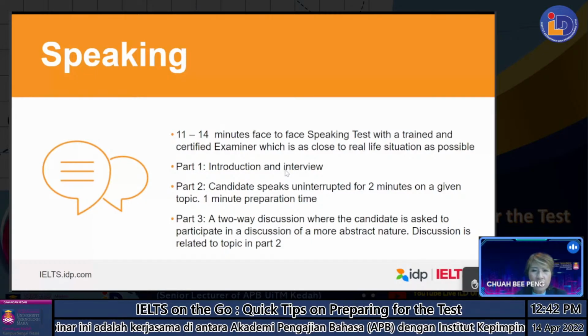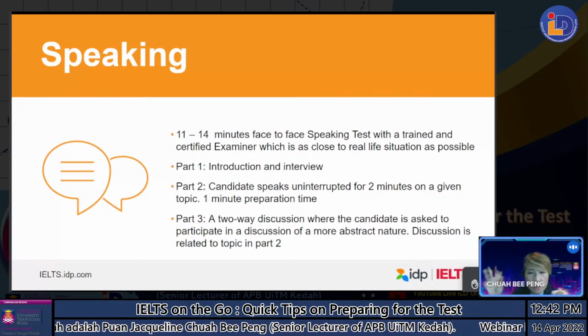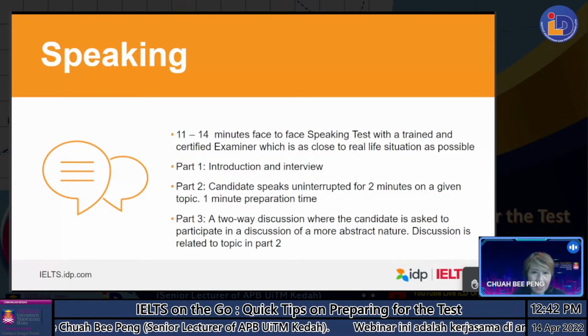Okay, speaking is very straightforward. It's 11 to 14 minutes face-to-face, minimum 11. The examiner will try to keep the conversation going for 11 minutes unless the candidate says, I give up, I don't want to speak, after 8 or 9 minutes. Then too bad, it has to end before 11 minutes. Otherwise, the examiner will try to prolong it to 11 minutes if the candidate is not very responsive, and will end at 14 minutes even if the candidate is highly excited and talks a lot.